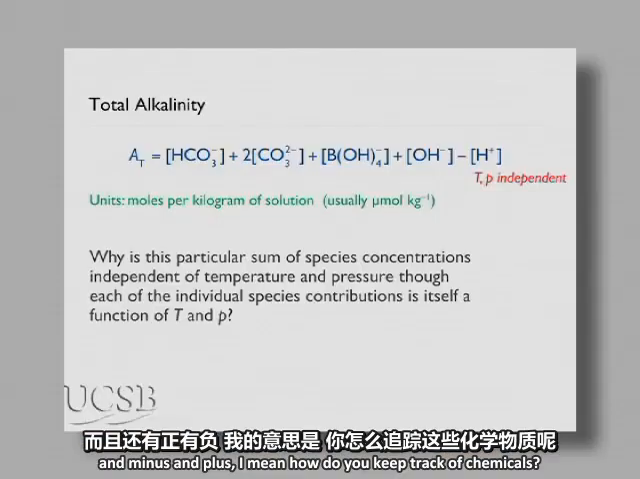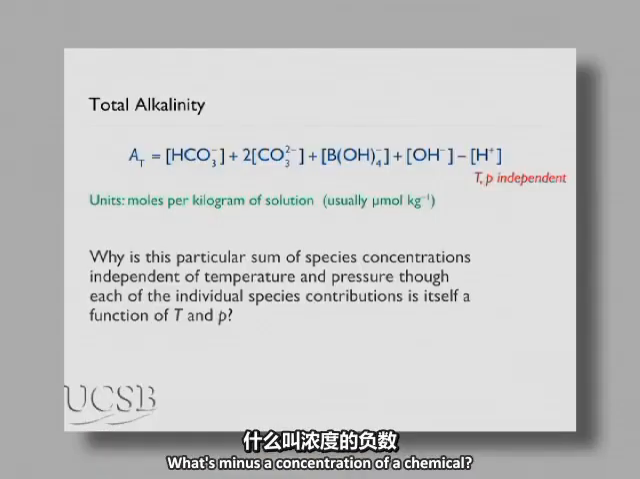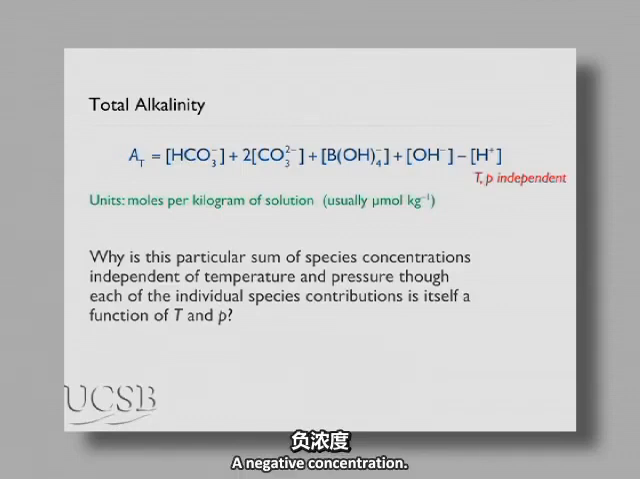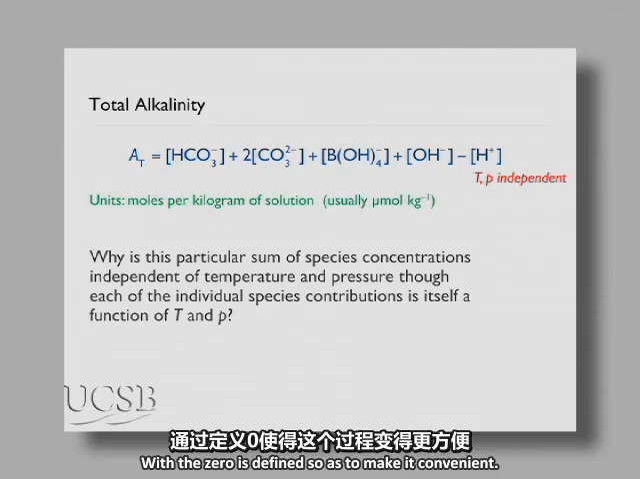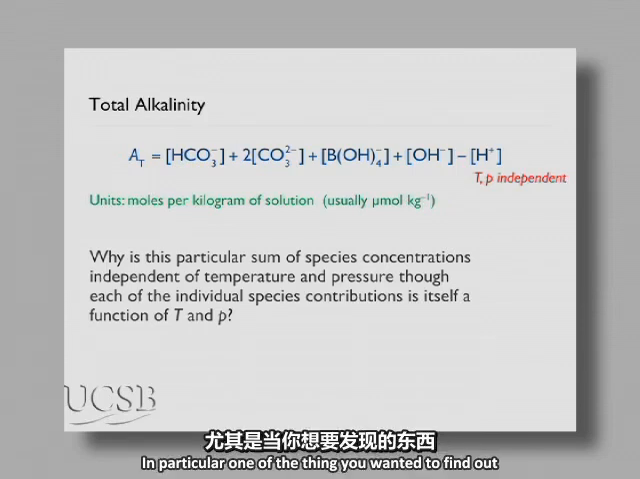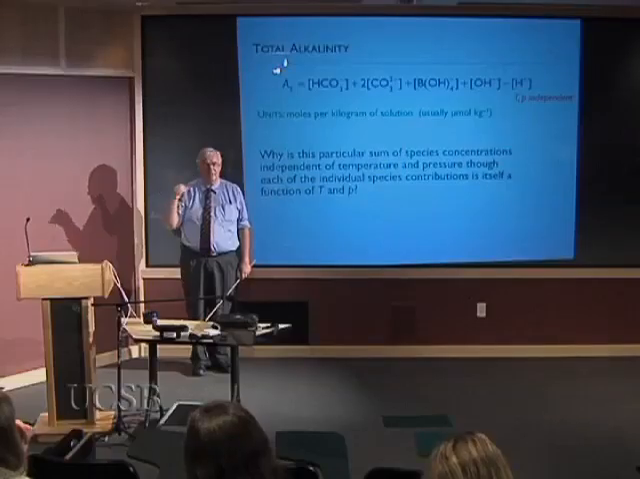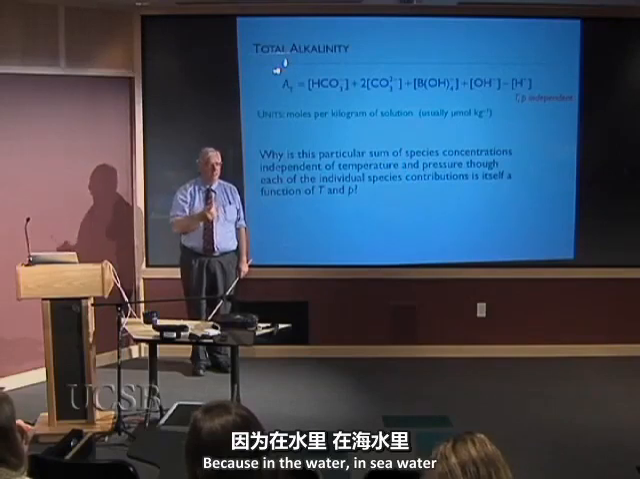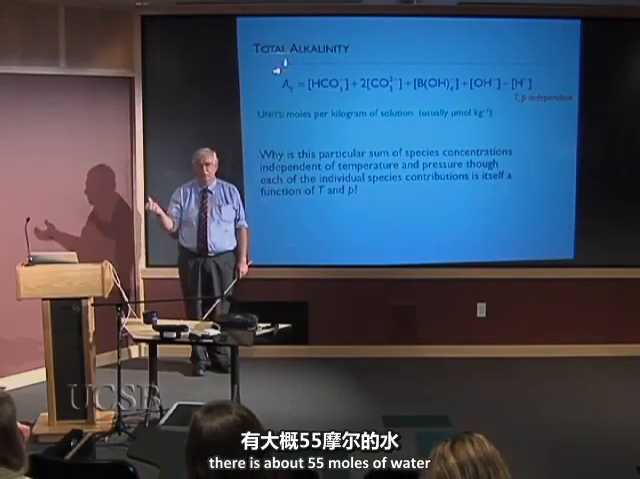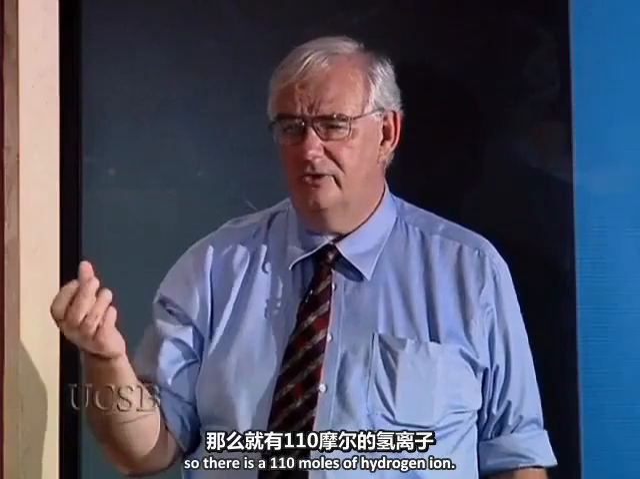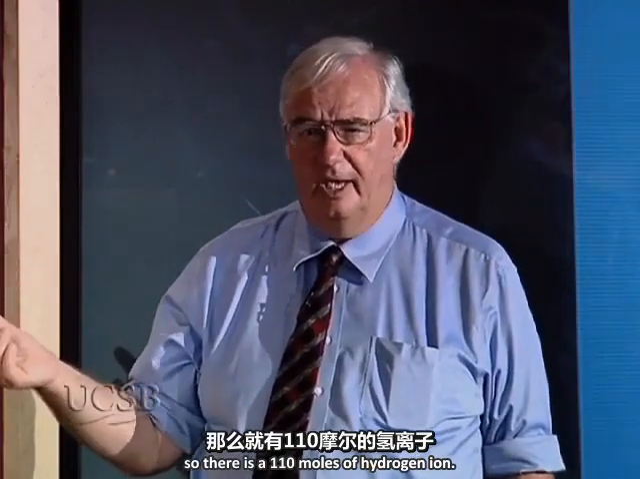minus and plus, I mean, how do you keep track of chemicals? What's minus a concentration of a chemical? A negative concentration. Essentially, it's keeping it relative to some arbitrarily defined zero, where the zero is defined so as to make it convenient. In particular, one of the things you want to define out of this completely is water. Because in seawater, there's about 55 moles of water, so there's 110 moles of hydrogen ion.